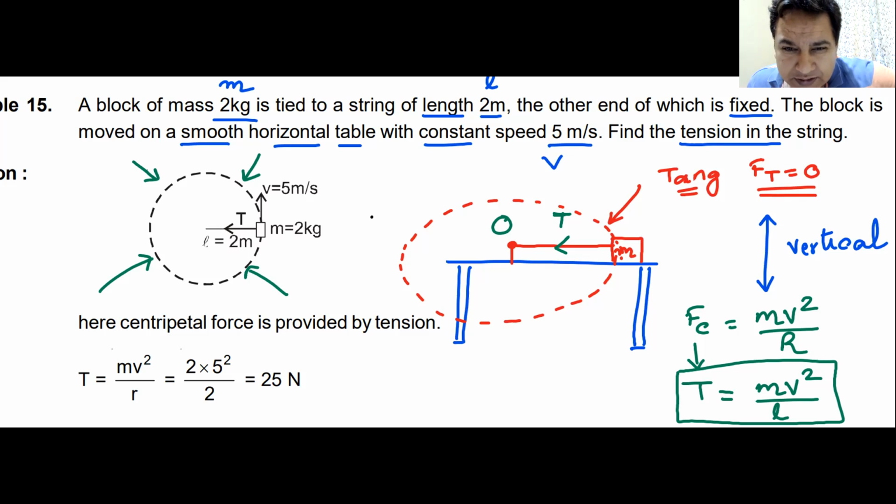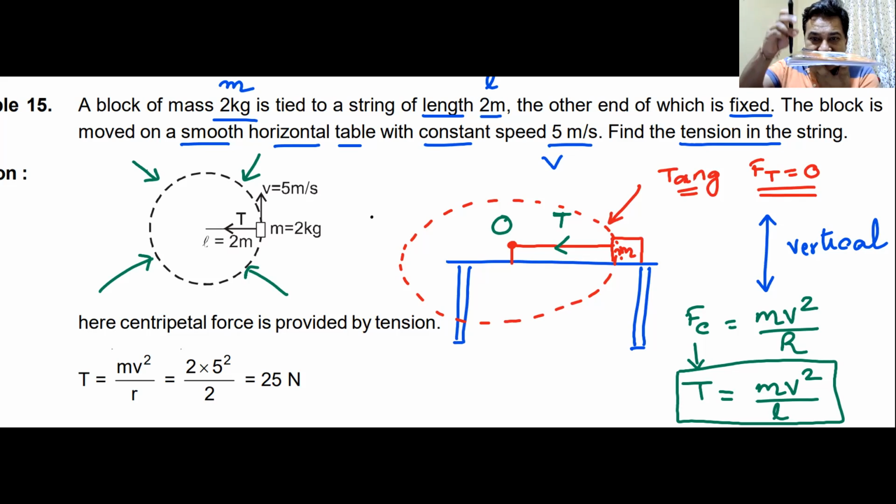The perpendicular direction to the one in which the circular motion is happening. What are the forces in that direction? Remember, I told you that in whatever direction the circular motion is happening, in the perpendicular direction, no motion is happening. Right now, the motion is happening on this plane.